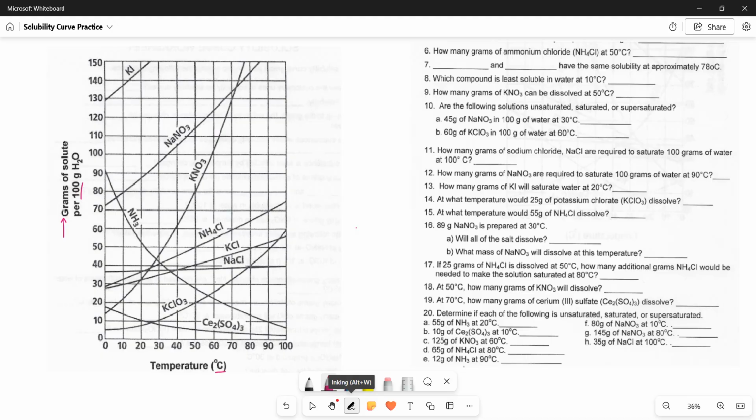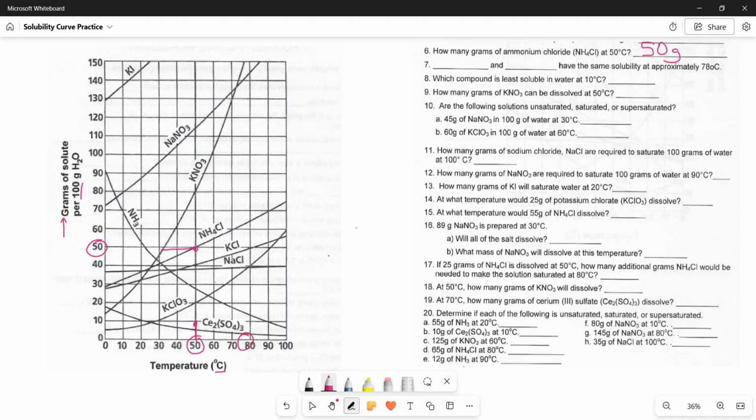So in question 6, it says, how many grams of ammonium chloride, NH4Cl, is at 50 degrees Celsius? So we're going to come down on the x-axis at 50. We're going to come up this line to the point where we hit the NH4Cl, and then we're going to go across to the y-axis, and we can see that 50 grams of ammonium chloride is dissolved.